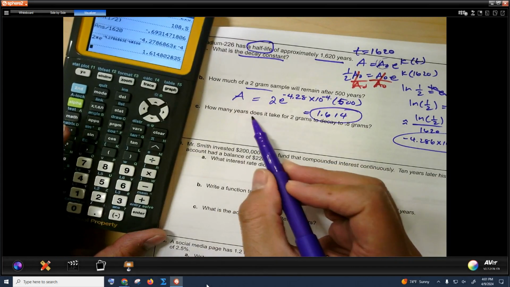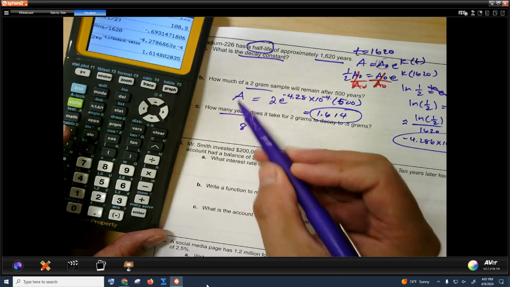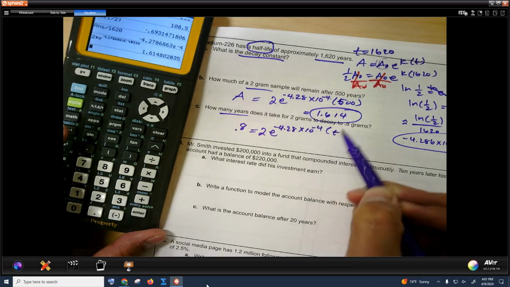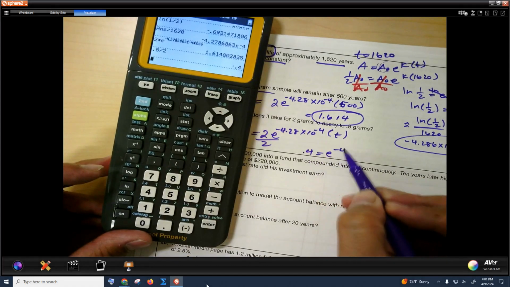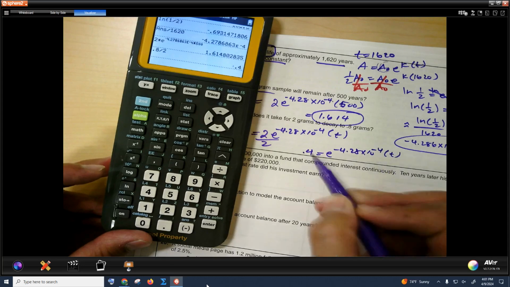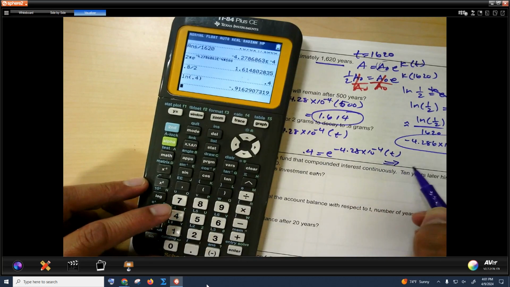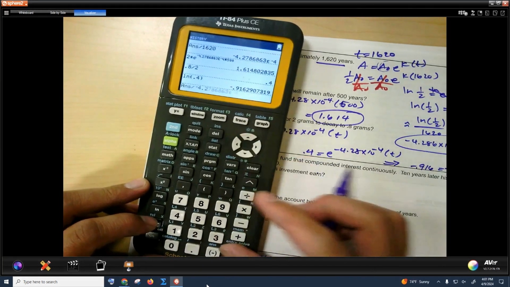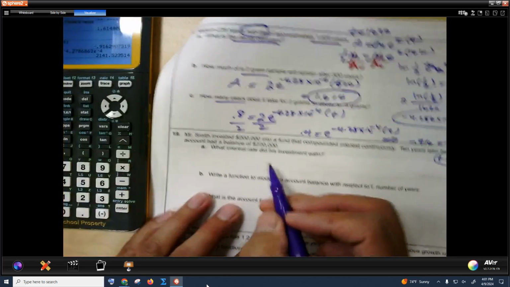How many years does it take 2 grams to decay to 0.8 grams? So they want the t. So now you have 0.8 grams, 2 grams, you have your k value, and you're solving for the t. So first divide by 2. Take the natural log of both sides. And then divide by the k value to isolate the t. So go back up and divide by the k value. So t is about this many years.